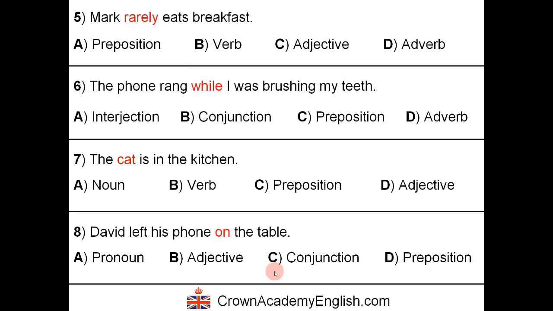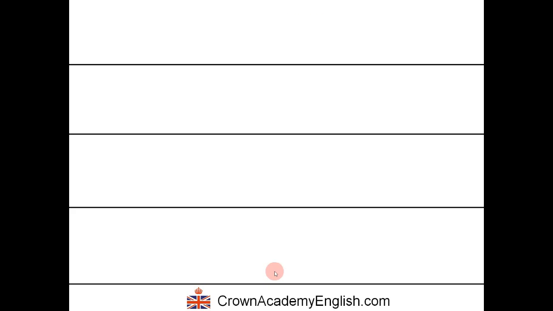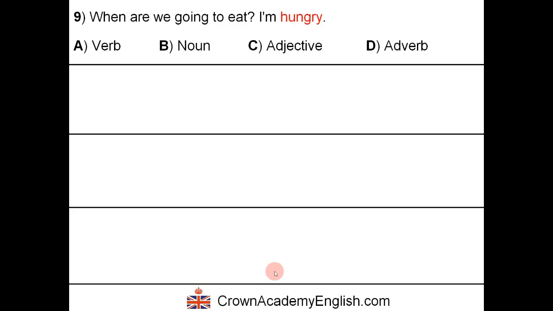Okay, moving on, we're now going to a new page. Question 9. When are we going to eat? I'm hungry. The word in red is hungry. So in this sentence, what type of word is hungry? Is it A, a verb, B, a noun, C, an adjective, or D, an adverb?